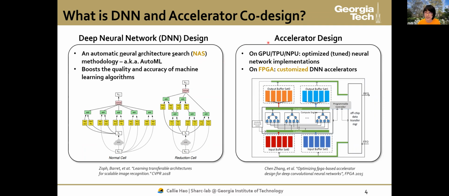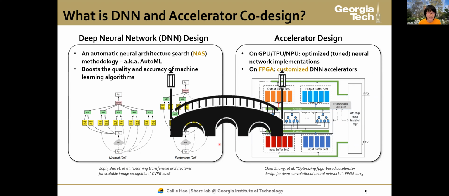And then as we talk about accelerator design, we have different choices. We have different target devices. If we're targeting GPU, TPU, and NPU, these architectures are fixed. In this case, we'll search for an optimized or tuned neural network implementation. And if we're given an FPGA, it's more interesting because we can customize its architecture. In this case, we will search for customized DNN accelerators. This figure is another early work, an example of a DNN accelerator on FPGA. All these structures can be customized. So this is accelerator design.